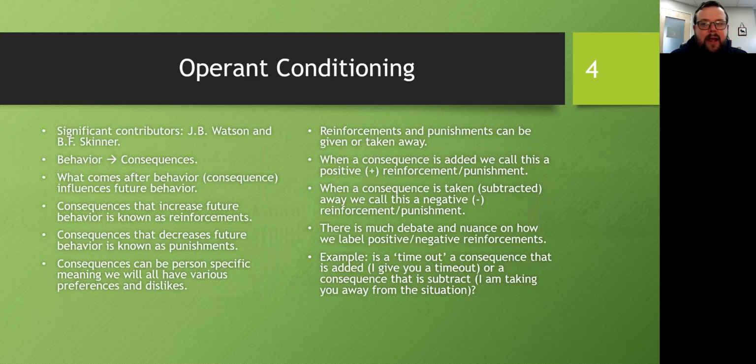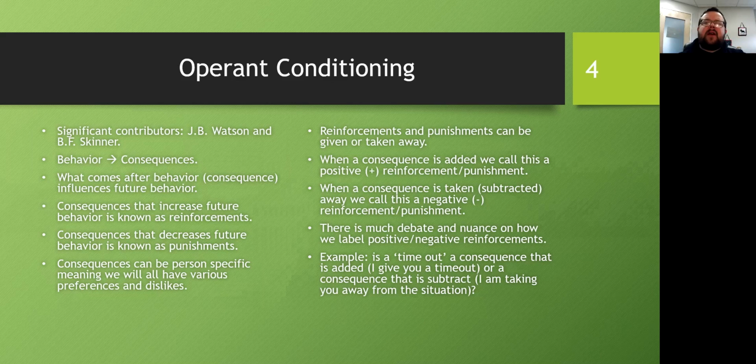The other component now is operant conditioning. This comes quite a few years later, and the big significant contributors are John B. Watson and B.F. Skinner. So essentially with classical, we have a stimulus that creates a response. And now the next element of this equation is that the behavior is going to result in a consequence. So before with Pavlov, what comes first dictates what comes next.